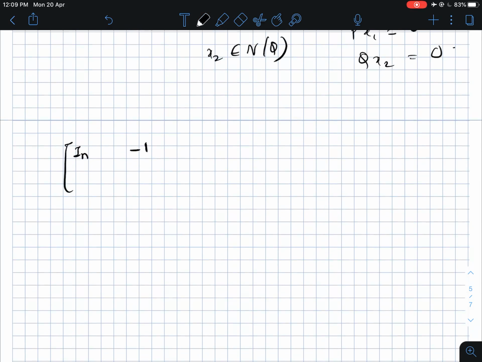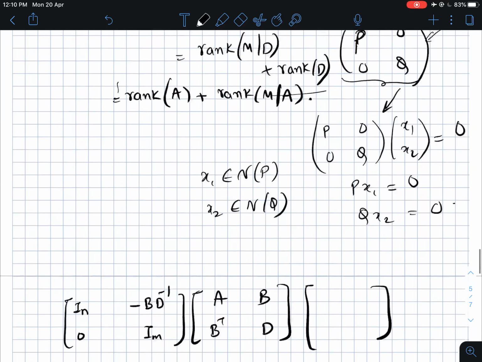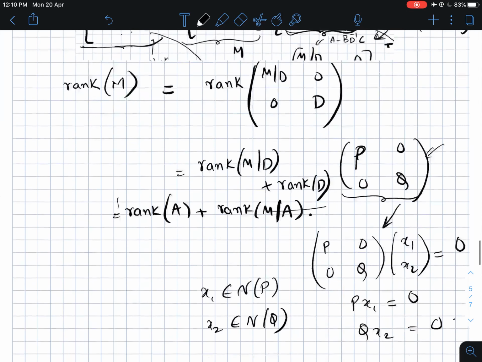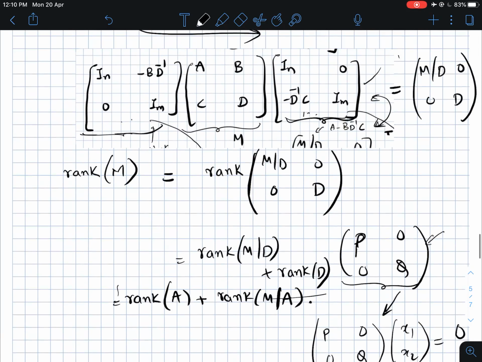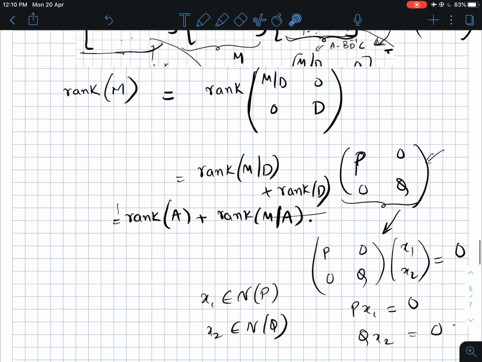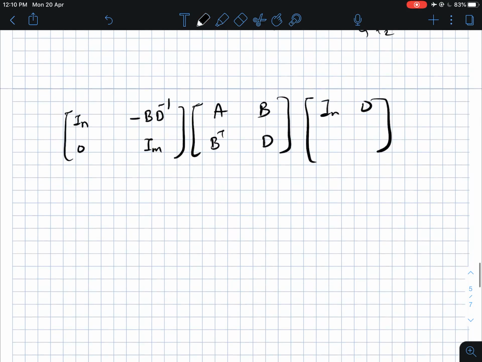So you'll get something like I_N, minus B D inverse, 0, I_N, times A, B, B transpose, D, multiplied with, well, what will happen here? I_N, 0, and you have minus D inverse C here. I'll write it as minus D inverse B transpose.